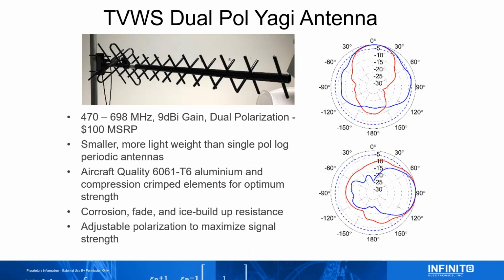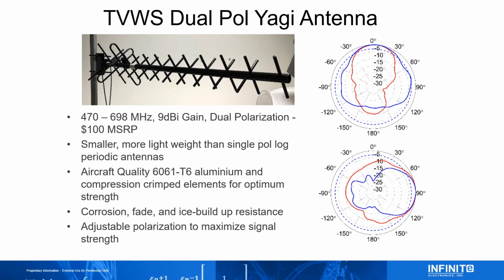And then here's the dual pole Yagi. This is a neat solution. We took our 900 megahertz Yagi and scaled it down in frequency. We didn't want to increase the size too much, because one of the issues people are having on the subscriber side is that the antennas are just too big. Clients are complaining that the log periodic antenna is just too big. So we produced this nice small form factor dual pole Yagi antenna.